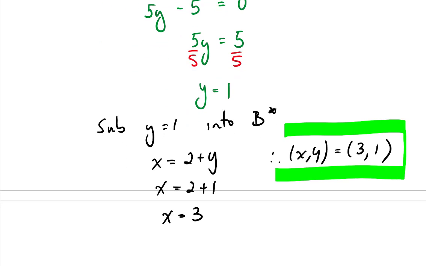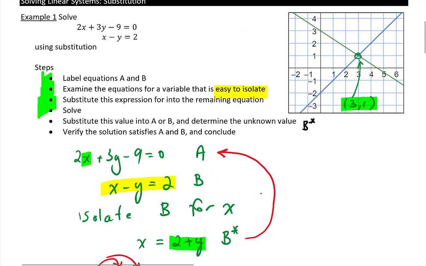All right, last step: verify the solution satisfies A and B. So in this case, we do want to use equations A and B. We want to check that this is the correct answer, and this will check your algebra. If there's a mistake, then you need to go back to see where the mistake is.